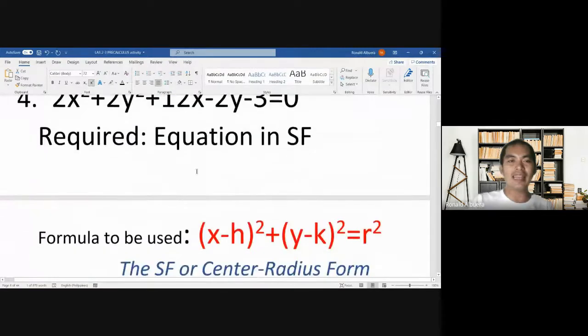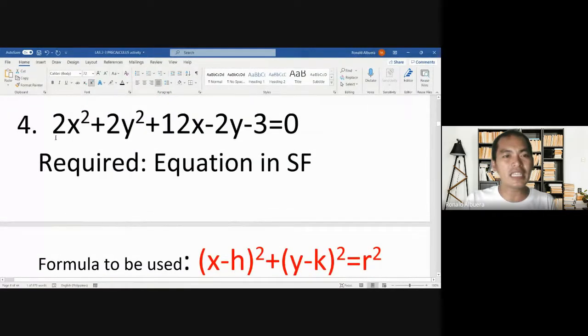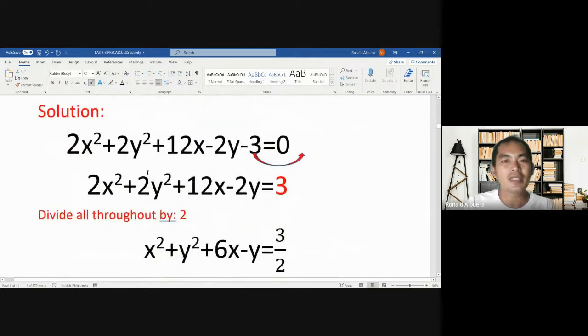Okay. Last example. Suppose the given equation is 2x squared plus 2y squared plus 12x minus 2y minus 3 equals 0. What is the equation in standard form? Okay. Now, first step is to write the given and transpose negative 3 to the other side. It became positive 3. Since the coefficient of x squared is not equal to 1, which is greater than 1, what you will do is, you divide all throughout by 2. Divide all the terms by 2.